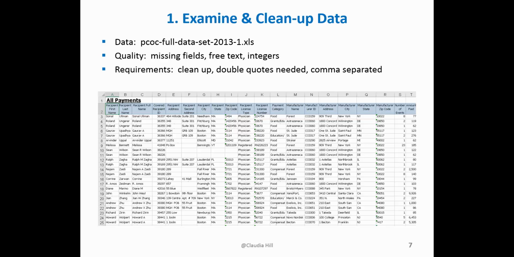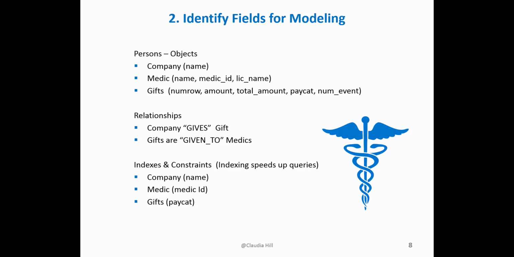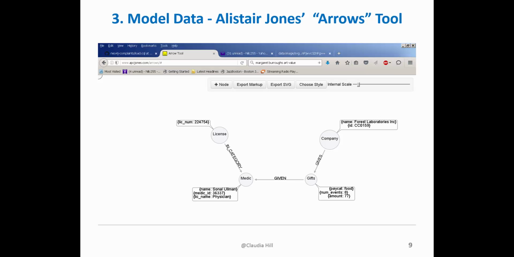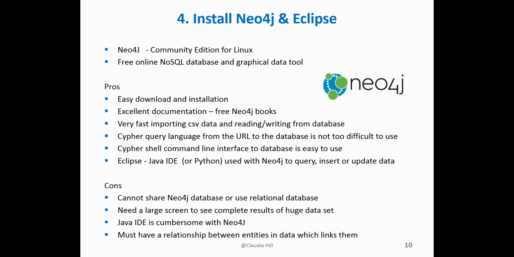That's what the data looks like. It was very messy, missing fields. We needed to make it comma separated, and we did some modeling. That's a graph of the modeling. We installed Neo4j. It was pretty easy to install, but we had to learn Cypher and commands, and the cons, so you cannot share the Neo database.